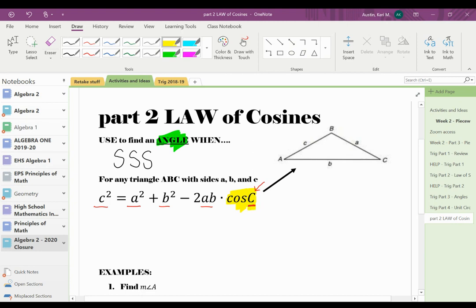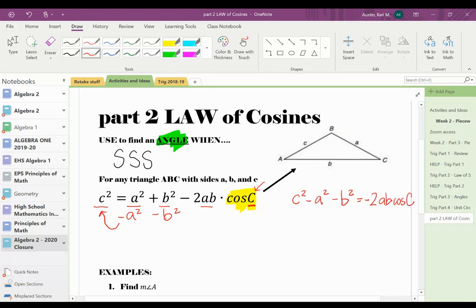So first of all, I'm going to get rid of a squared and b squared. They're both being added, so I'm going to subtract a squared and b squared at the same time. So those are both going to end up over here. So let me write what I have. I have c squared minus a squared minus b squared equals negative 2ab times the cosine of C.